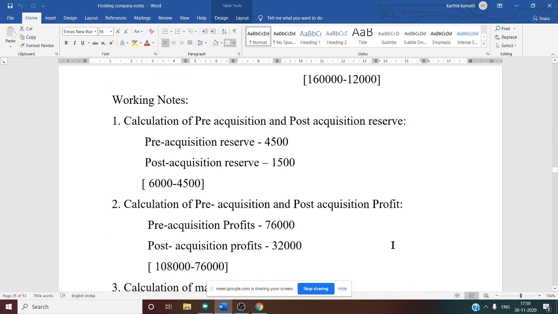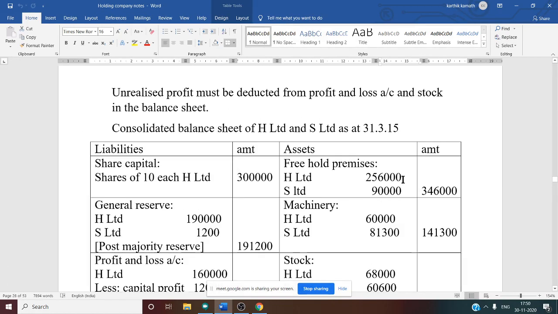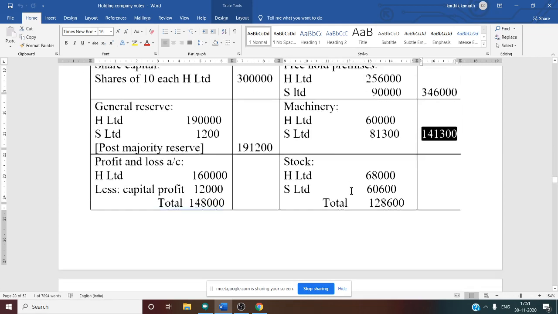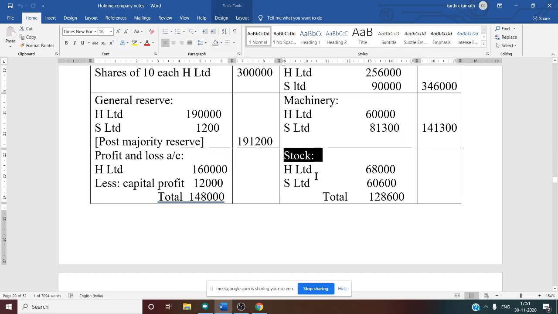So now let us go for consolidated balance sheet. Freehold premises H Limited 2,56,000, S Limited 90. Total freehold premises is 3,46,000. Similarly for machinery, there is no adjustment. Combined information you have to write. Holding company 60,000, subsidiary company 81,300. Total machinery 1,41,300. Next comes stock. Stock of holding company 68,000 given in the balance sheet, S Limited 60,600. Total stock is 1,28,600.